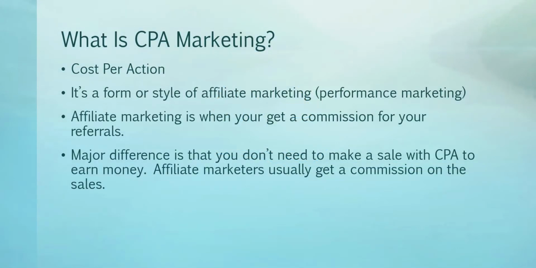So, what is CPA marketing? It's cost per action or cost per acquisition. It's a form or a style of affiliate marketing, or some people call it performance marketing. Affiliate marketing is when you get a commission for your referrals. So you refer someone, you get an offer, you generate traffic, and they use your link, and then you get a commission. And from that, something a little more advanced would be cost per action.